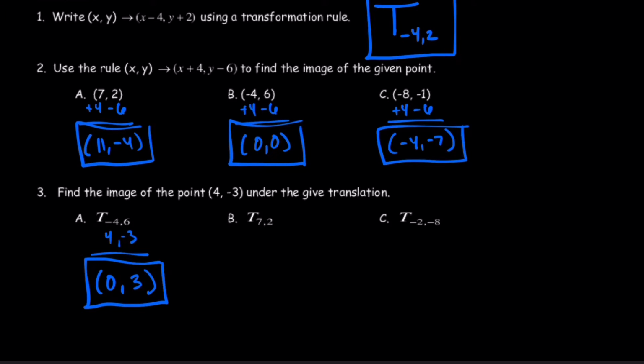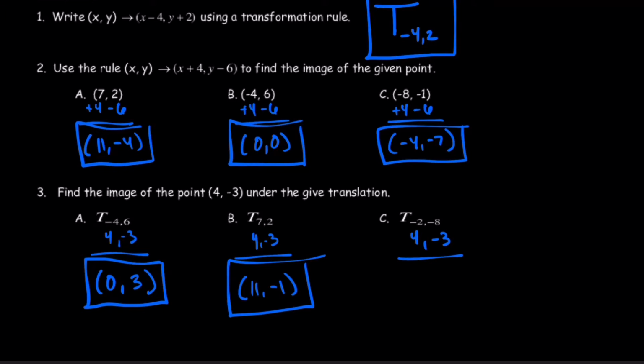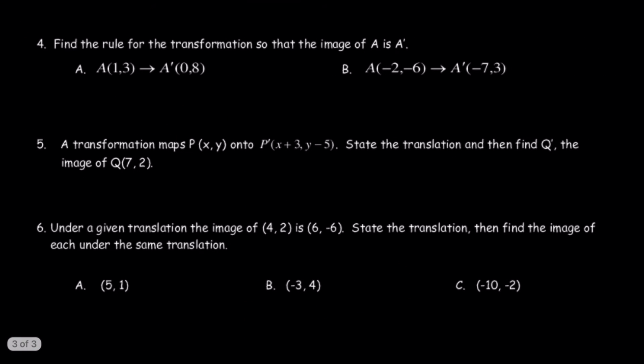Okay, if I bring my point 4, -3 here, 7 and 4 is 11. 2 and -3 is -1. So that's 11, -1. And the last one, bring down the point 4, -3 here. -2 and 4 is 2. And -8 and -3 is -11. So that's how you do those. All right, let's turn the page.